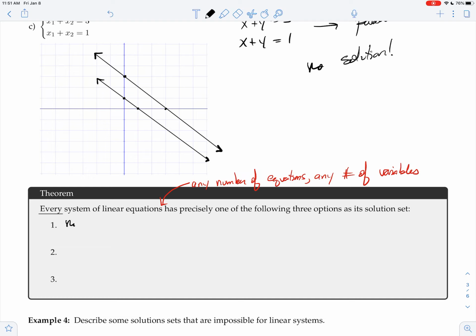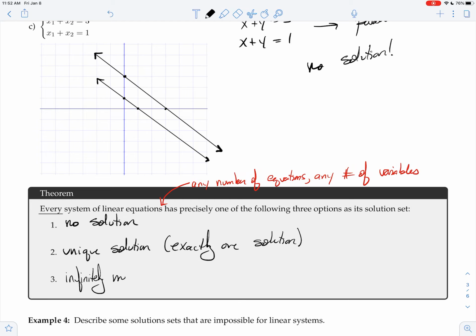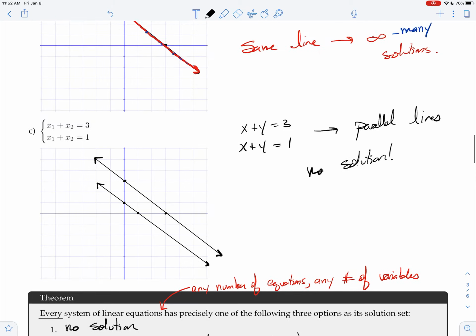So one option is there's simply no solution, period, end of story. The second option is there is a unique solution. What does that mean? I.e., there's exactly one solution. And three, you can have infinitely many solutions. Okay? And so going back, let's scroll back up in the notes for a minute.